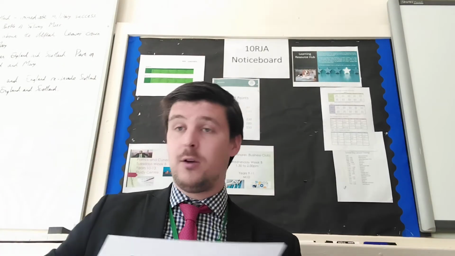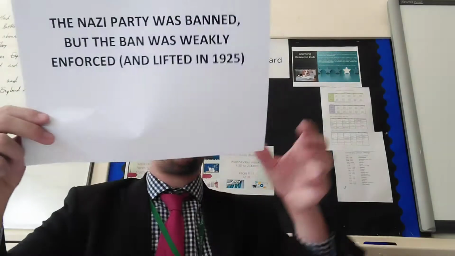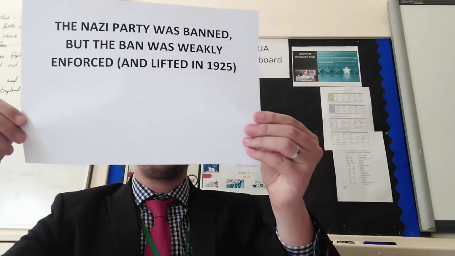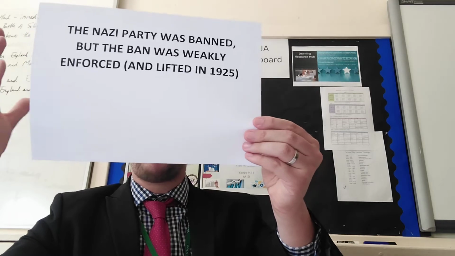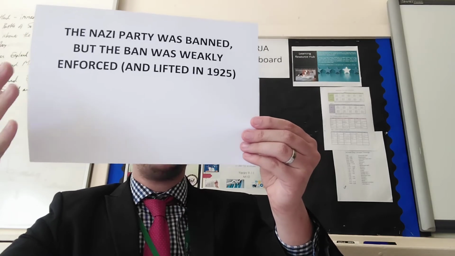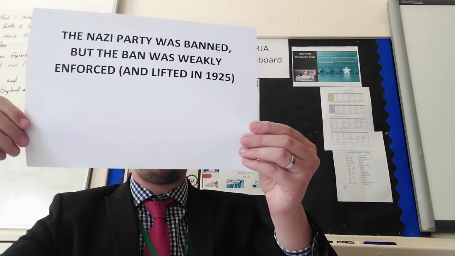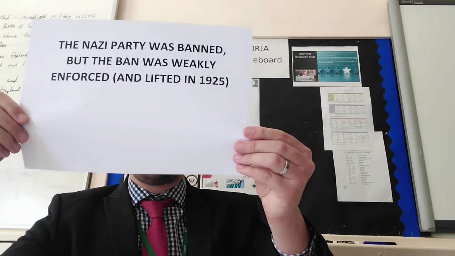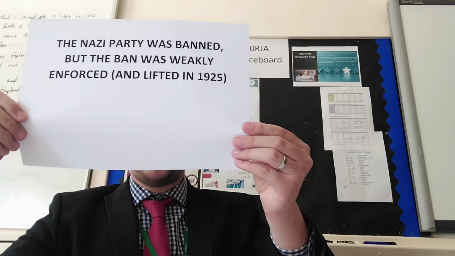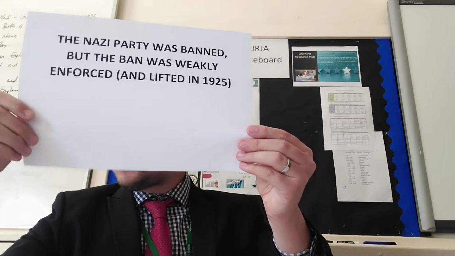Also, as part of the punishment for this, obviously, Hitler is sent to prison. The Nazi Party was also banned, but the ban was weakly enforced and was actually lifted in 1925. So the Nazi Party is very briefly banned. It's weakly enforced anyway, so the party is still able to carry out party affairs, meet up and sort things out. And in 1925, the ban's lifted completely.